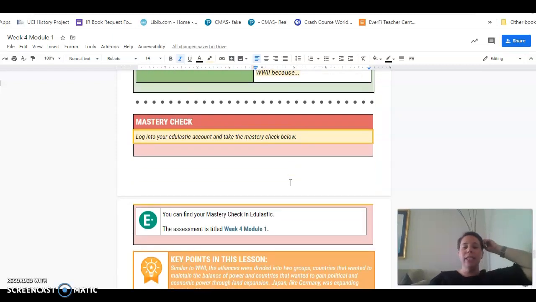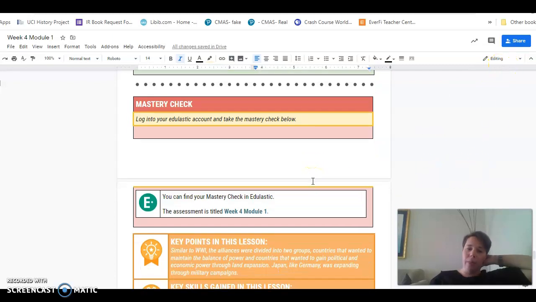you are going to go to Edulastic and complete Week 4, Module 1 Mastery Check. Make sure that you turn this in. You're not just sharing it, but you are turning it in.